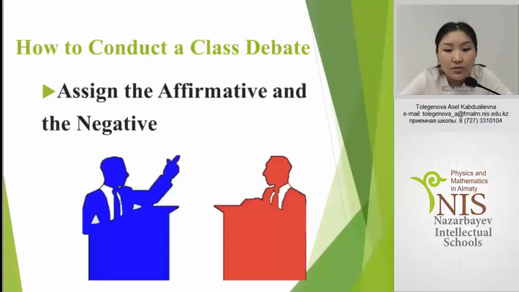The next step is to divide your class into two groups. You need to assign the affirmative and the negative teams. It depends on the teacher; you can choose different methods of dividing into two groups. Or you can do it by choice of students, like who agrees or who is against.